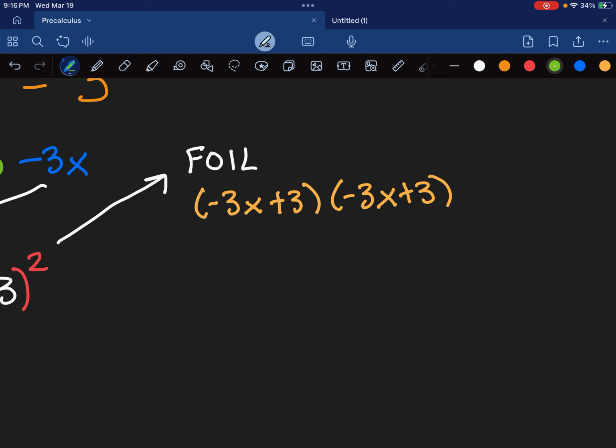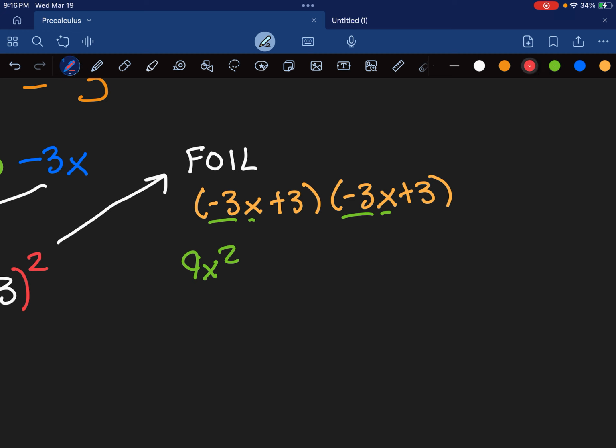So F is for first. So we're going to look at the first digits right here. We're going to multiply them. So negative 3x times negative 3x equals 9x squared, right? Because a negative times a negative will be a positive, and we have 2 x's right here, so that combines into an x squared.